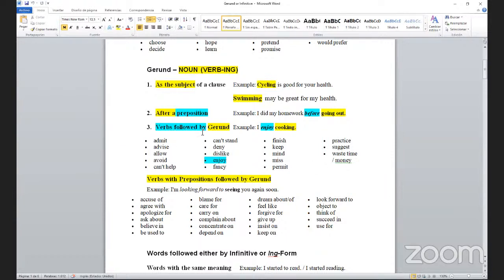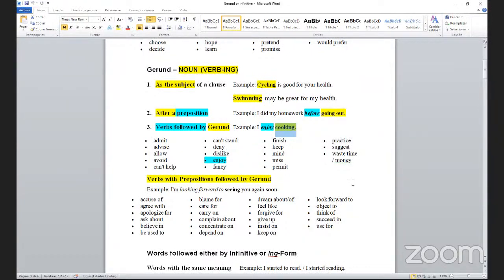And the third use of a gerund is after some verbs, okay, because we have a list of verbs that work only with gerunds. For example, enjoy. If I have I enjoy, and my second action is cooking, it is always with the gerund. I can't say I enjoy to cook, or I enjoy cook. Those are going to be wrong, okay? So if you see these verbs, after them we use gerunds. Here you can see the list of verbs and the list of prepositions, okay?